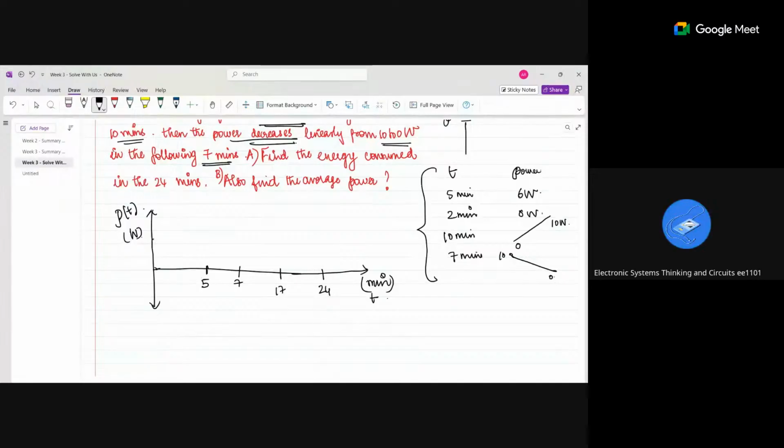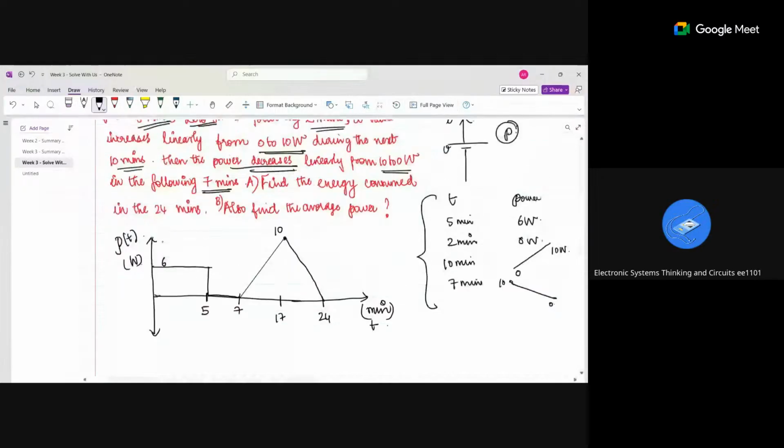For the first 5 minutes, the value is 6. Then for the next 2 minutes, it's 0. And then from 0 it increases to 10, then from 10 to 0. Now I got the graph of P of t.